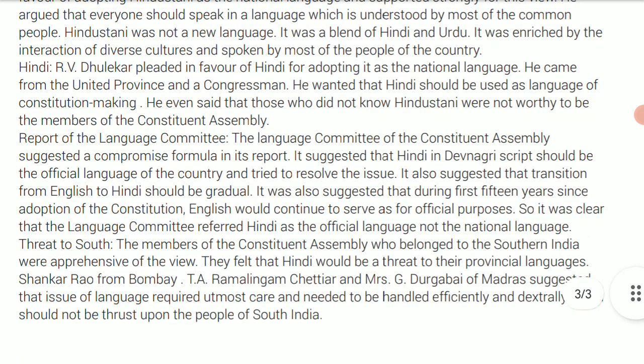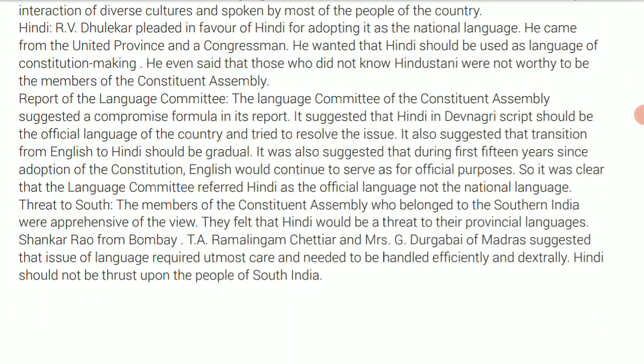So, the report of the Language Committee. There was a formation of a Language Committee. The Language Committee of the Constituent Assembly suggested a compromise formula in its report. It suggested that Hindi in Devanagari script should be the official language of the country, and that we should try to resolve the issue. The committee suggested that the transition from English to Hindi should be gradual. It was suggested that during the first 15 years since the adoption of the constitution, English would continue to serve for official purposes. So it was clear that the Language Committee referred to Hindi as the official language, not as a national language. It was our official language.